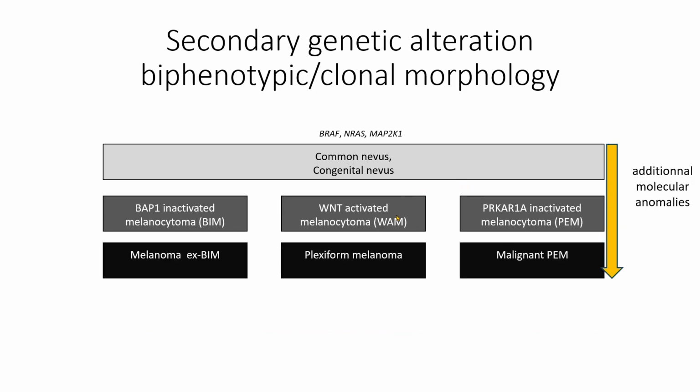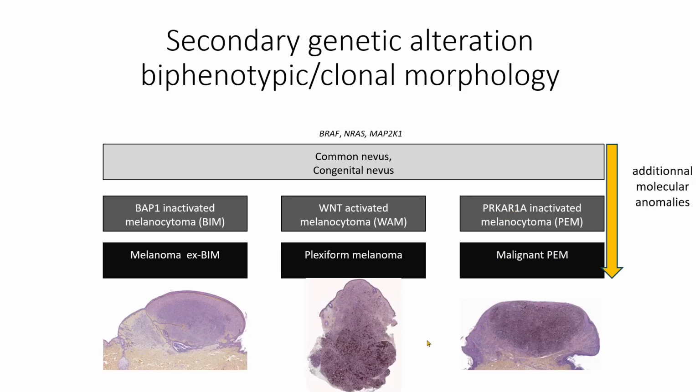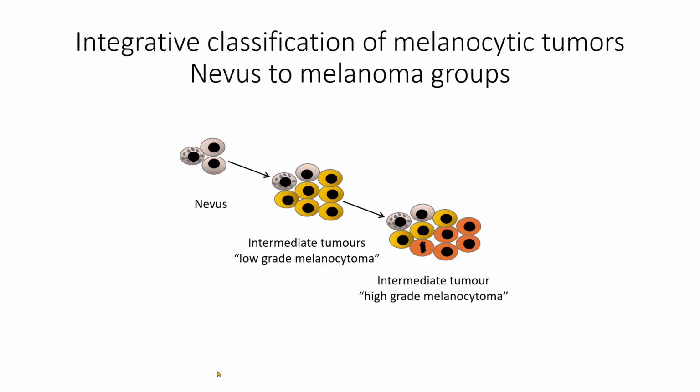And independently, these three types of intermediate tumors can progress eventually towards melanoma, which will be specific subtypes of melanoma, arising from a BAP1 inactivated melanocytoma. Plexiform melanoma is the name of the progression from Wnt activated melanocytoma, and malignant PEM from PEM. And here are some examples of these three tumors. Moving now to the third step of progression, which is intermediate grade tumors that are high-grade melanocytomas.